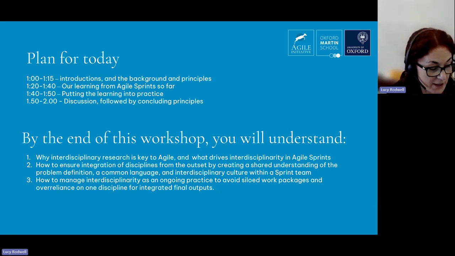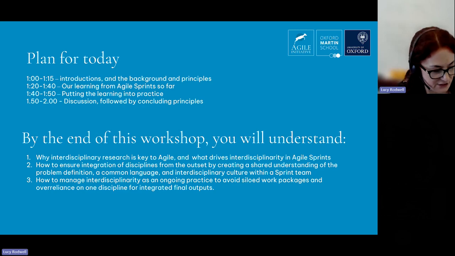And then in our second bit, we're going to draw on the learning from 4 of our pioneer sprints that were in the original proposal and are now complete, to extrapolate when and how interdisciplinarity needs to be designed into the sprint and how ongoing interdisciplinarity can work best in practice. The third section then focuses on how to put this learning into practice when planning for a sprint. And then we've got some discussion questions for you to reflect and respond to. And then right at the end, we'll share some concluding principles.